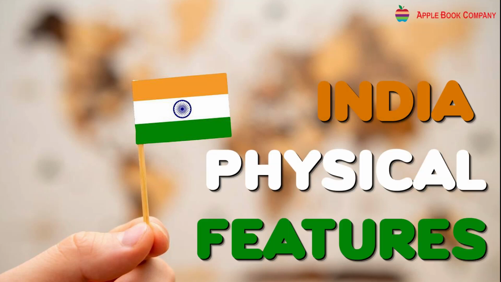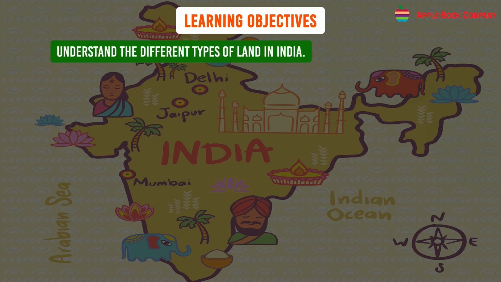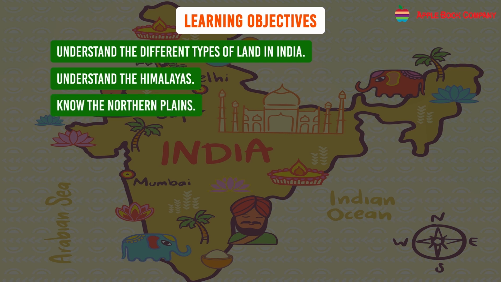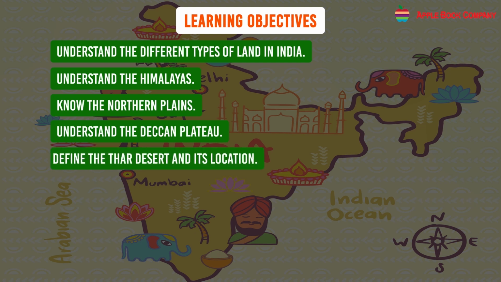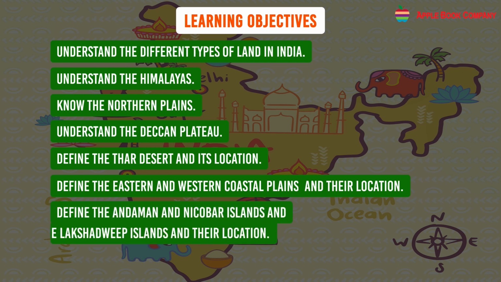India physical features. Learning objectives: understand the different types of land in India, understand the Himalayas, know the northern plains, understand the Deccan Plateau, define the Thar Desert and its location, define the eastern and western coastal plains and their location, define the Andaman and Nicobar Islands and the Lakshadweep Islands and their location.